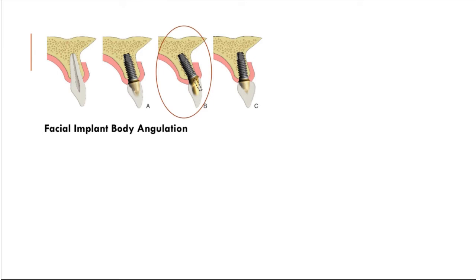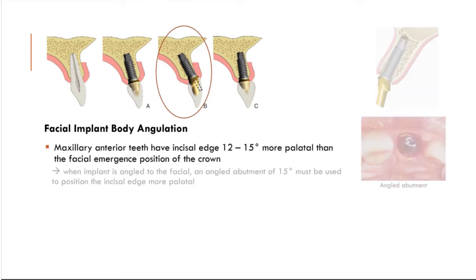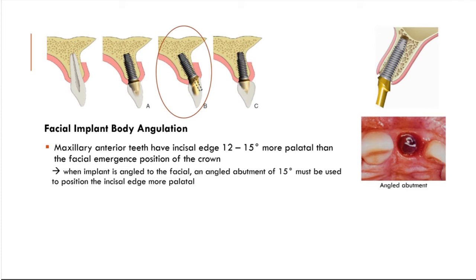For the facial implant body angulations, the maxillary anterior teeth have an incisal edge 12 to 15 degrees more palatal than the facial emergence position of the crown. So when the implant is angled to the facial, an angled abutment of 15 degrees must be used to position the incisal edge more palatal.